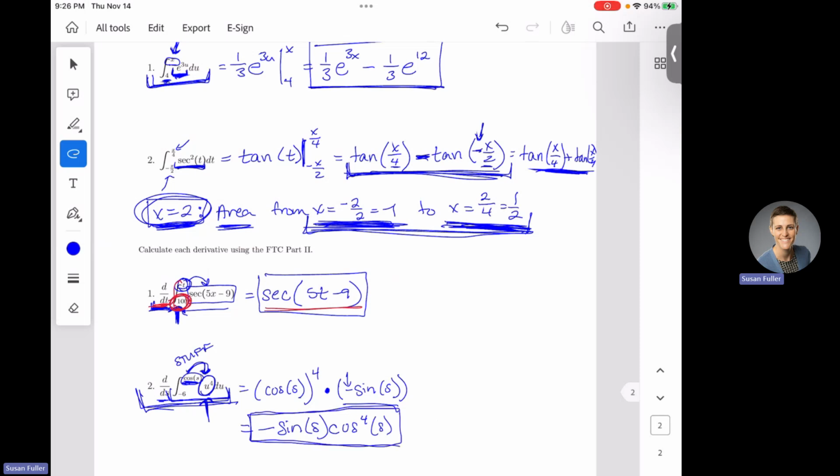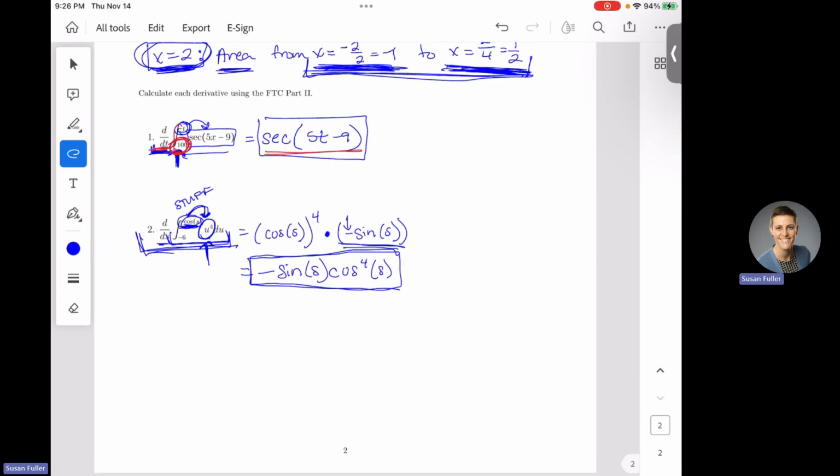So if you have more than just a variable by itself up here, you're going to plug that in, and just don't forget to multiply by the derivative of your stuff.